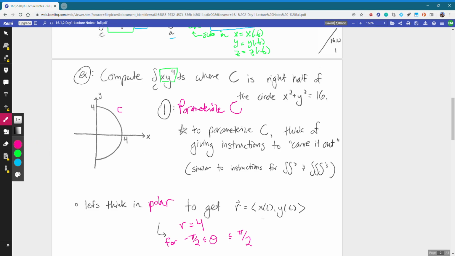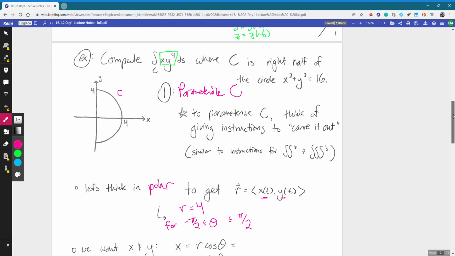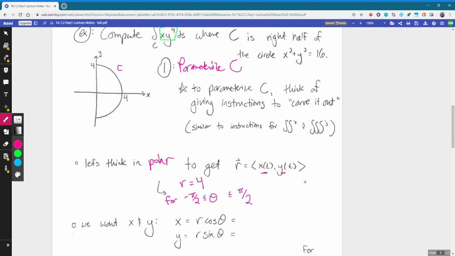But notice for our parameterization, we need x and we need y. And so we need to take our polar description and translate it using our formulas that we have on hand already for translating polar to rectangular. X is r cosine theta, y is r sine theta. And here from our description for our curve, r is always equal to 4. And so we can just go ahead and plug that in. So x becomes 4 cosine theta, and y becomes 4 sine theta.